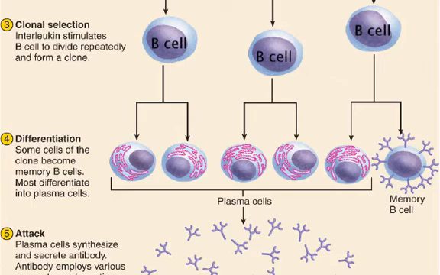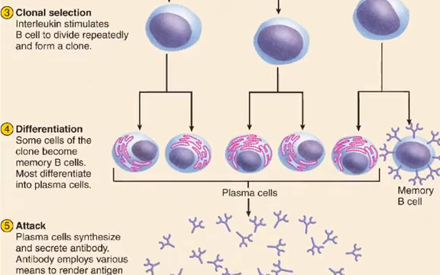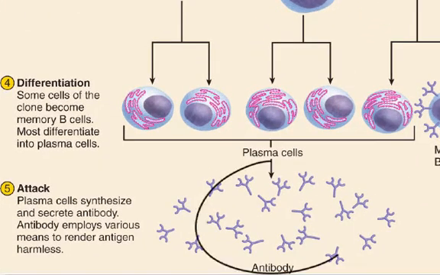Most cells of the clone differentiate into plasma cells, and about 10% of those remain in the lymph nodes. But the rest leave the lymph nodes and end up in the bone marrow or elsewhere. There, they produce antibodies until they die. These antibodies travel throughout the blood and other body fluids.